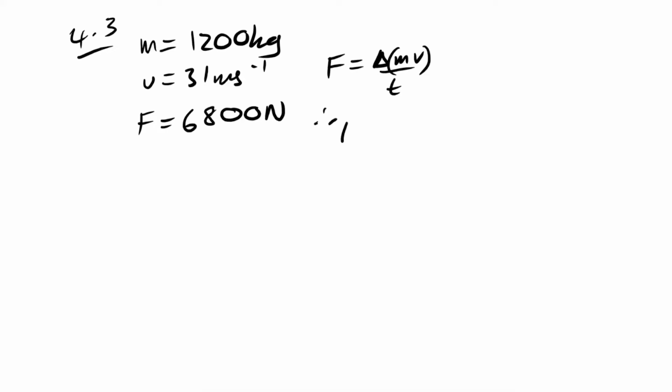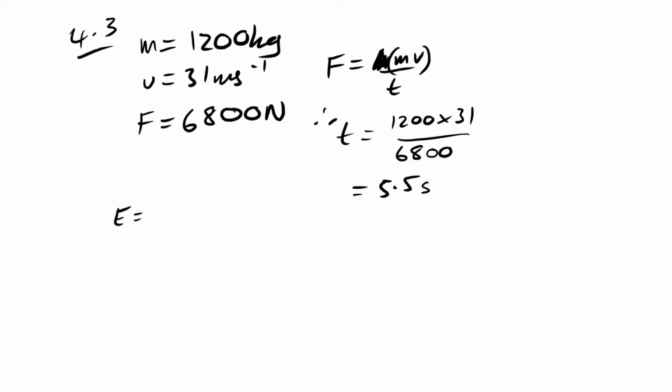So therefore, rearranging this, time is going to be equal to delta mv. It's going from that 31 meters per second to 0 meters per second. So we can just say that, well, the change is just that initial value. So 1,200 kilograms times the speed of 31 divided by the force of 6,800. That is 5.5 seconds. We're looking for distance as well, therefore we're going to use our work done equation.